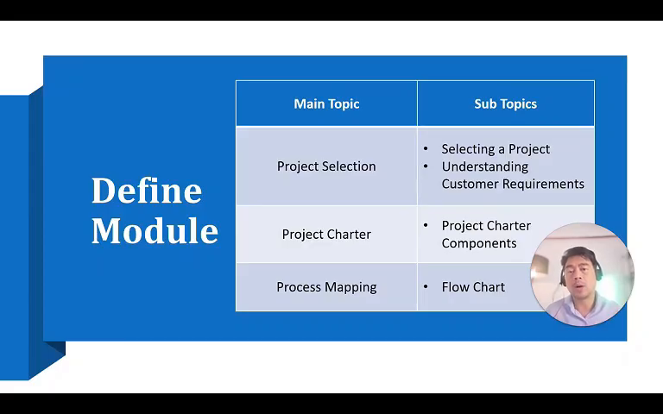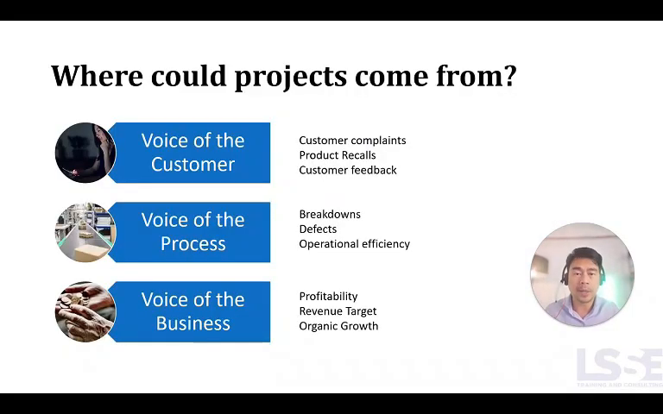This is quite useful when you are launching a Lean Six Sigma project. And then the third topic that we're going to discuss for this module is the process mapping. The question now is, where could projects come from? And this is quite useful when you are in an organization that would need to manage the resources.